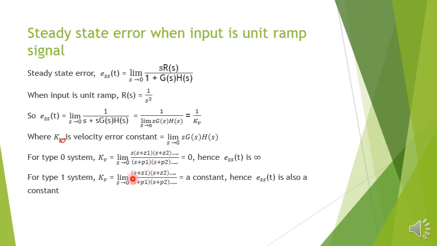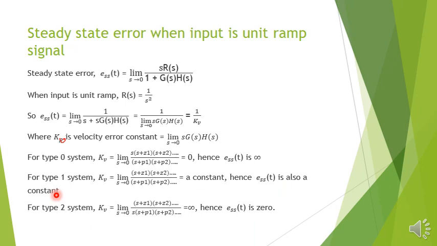For a type 1 system, Kv is equal to limit as s tends to 0. In the denominator s is there, so the numerator s and denominator s get cancelled and the expression becomes like this. And if I substitute s equal to 0, it is a constant. Hence the steady state error is also a constant.